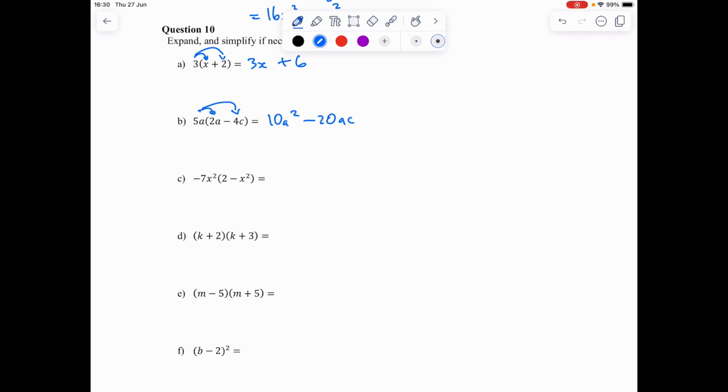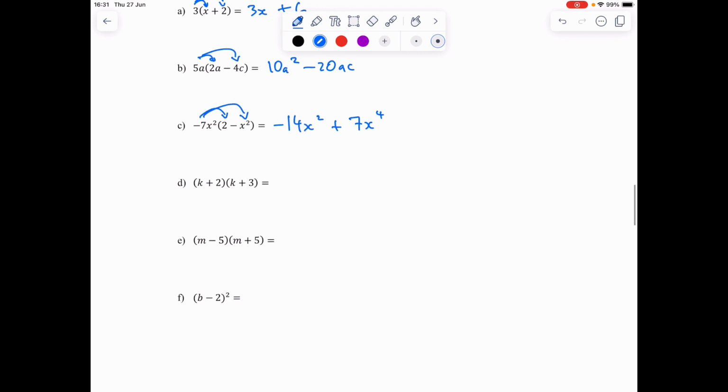Distributive law again. Negative 7x squared times 2, negative 7x squared times negative x squared. Negative 7x squared times 2 is going to be negative 14x squared. Negative 7x squared times negative x squared, that's going to be positive 7x to the 4th.